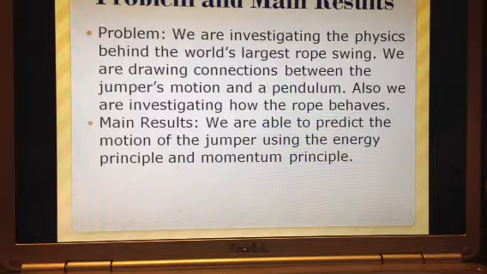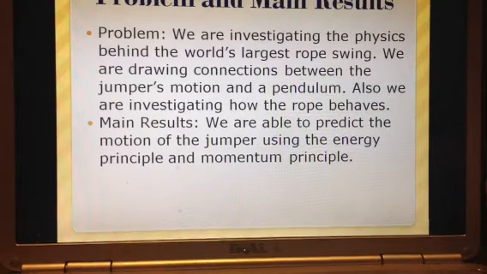The problem: we're investigating the physics behind the world's largest rope swing. We're drawing connections between the jumper's motion and the motion of a pendulum. We're investigating how the rope behaves in terms of the momentum principle, the energy principle, and the force of tension. The main results: we are able to predict the motion of the jumper using the energy principle and the momentum principle, and we can model this in VPython.